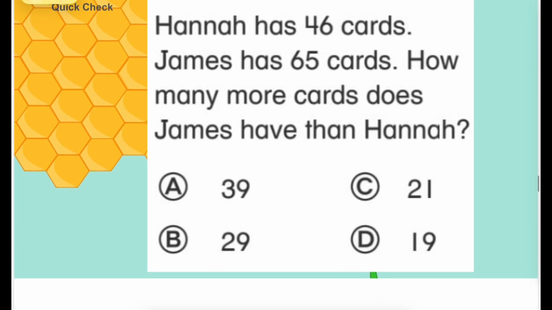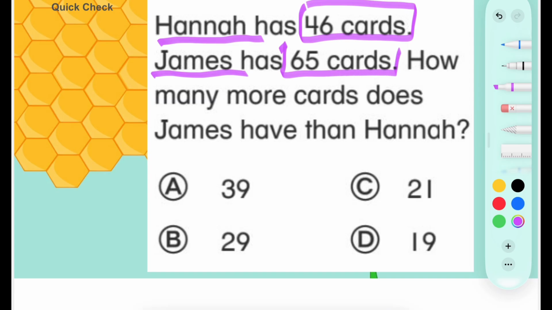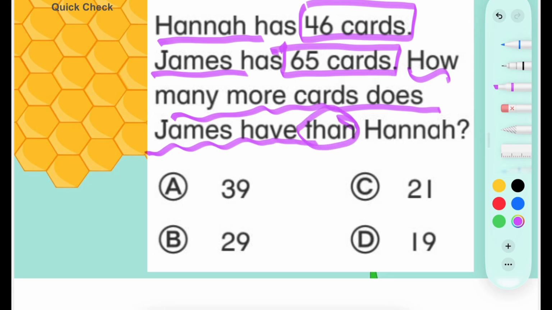All right, last one before we get into our independent work. Hannah has 46 cards. James has 65 cards. How many more cards does James have than Hannah? The story is about Hannah. She has 46 cards. James has more cards than her. He has 65 cards. How many more cards does James have than Hannah?